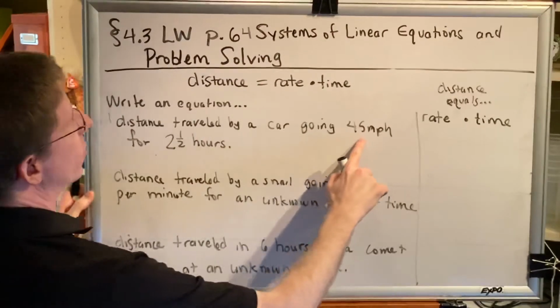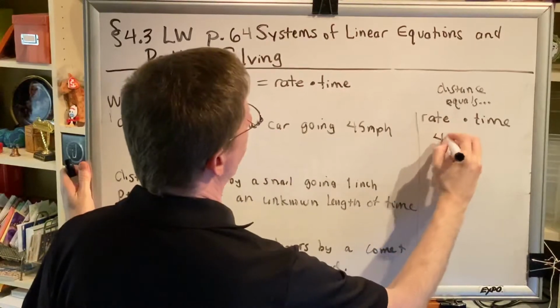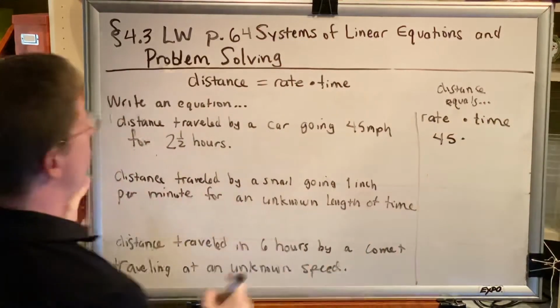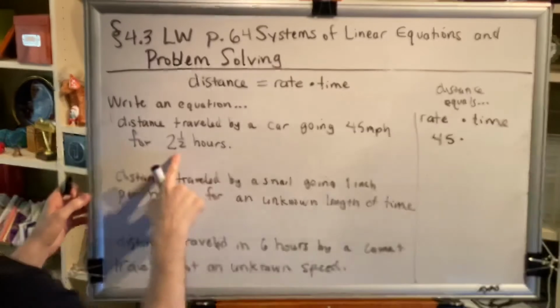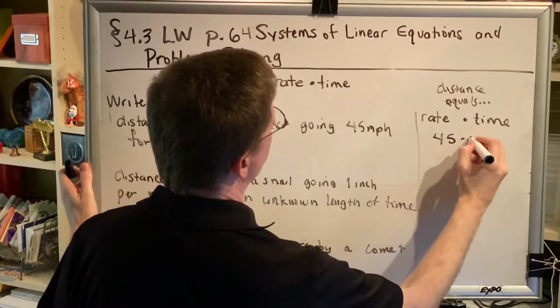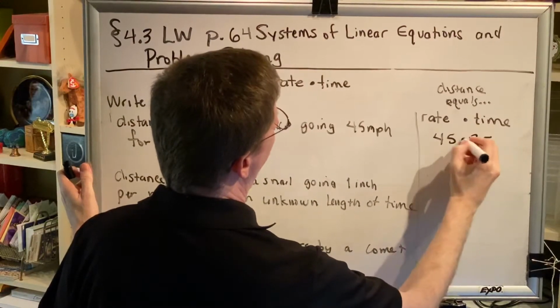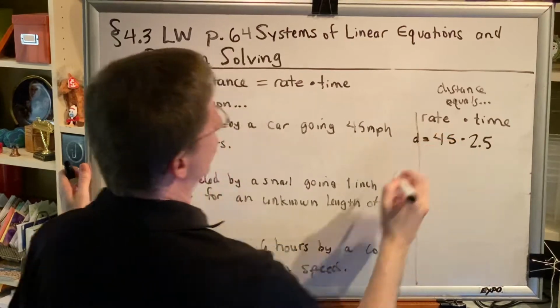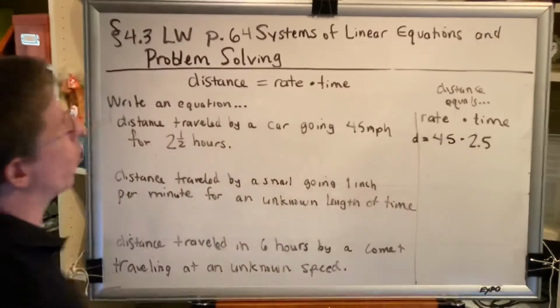Rate is how fast it's going, so that's 45 miles per hour. Time is the length of time traveling at that rate, which is 2.5 hours. 2.5 is the decimal, 2.5. So the distance for this situation would be 45 times 2.5.